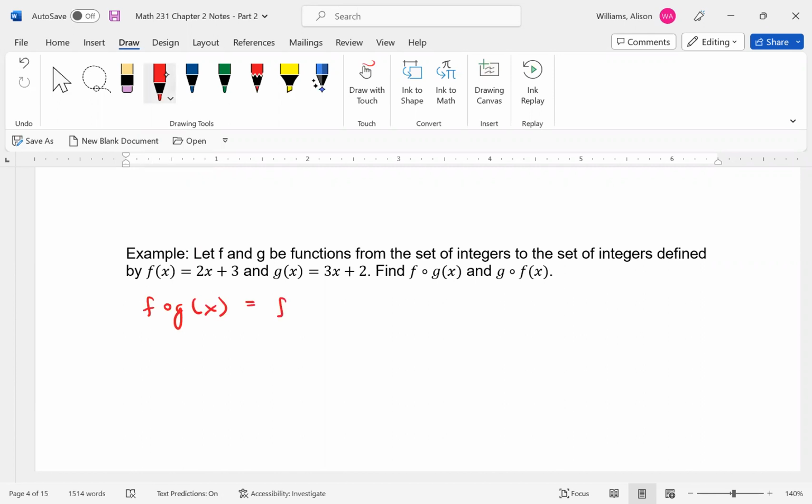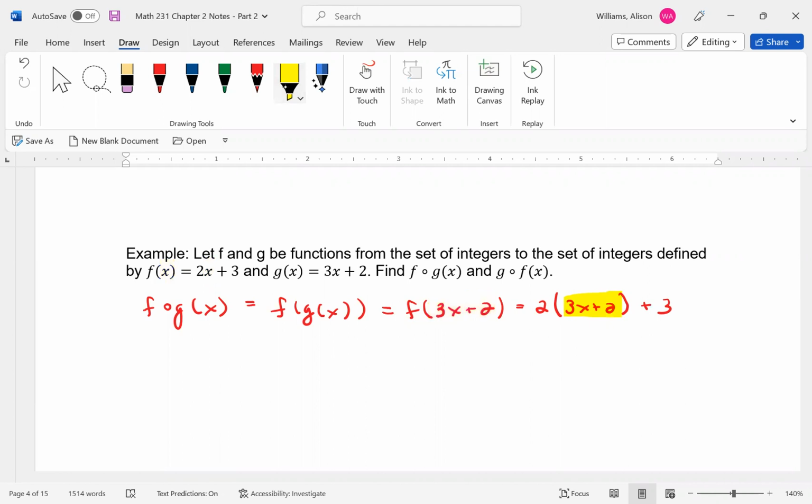So this is going to be F of G of X, which is F of 3X plus 2, which I'm going to plug in right there for X. So I'm substituting that in for X. So that's going to be 2 times 3X plus 2, plus 3. So I'm taking this and I'm plugging it in for X. See how that's matching what we have highlighted there? It becomes the new X.